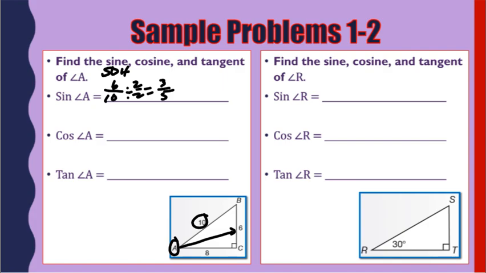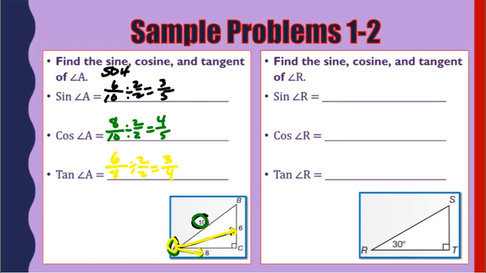Cosine of A is adjacent, which is 8, over hypotenuse, which is 10. Again, simplify it, so divide by 2 halves, and that's 4/5. And then we have tangent of A. Tangent is opposite, 6, over adjacent, which is 8. Reduce this by 2 halves, and we get 3/4. So those would be the ratios of sine, cosine, tangent of that triangle.